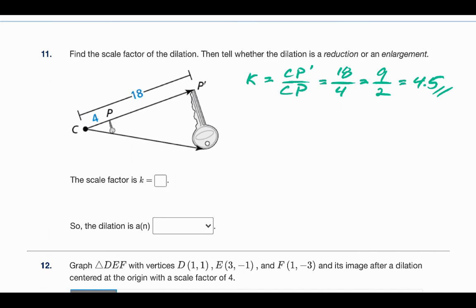And remember, our K in this case is greater than 1, so we're going to have an enlargement. So our scale factor is, again, 9/2. Reduce the fraction if you can. I'm pretty sure it'll give you it as 4.5. If it was one where you had a repeating decimal, I don't think it'd like it as much, but on this one here, it does terminate at 4.5. And again, it's greater than 1, so you know you have an enlargement.